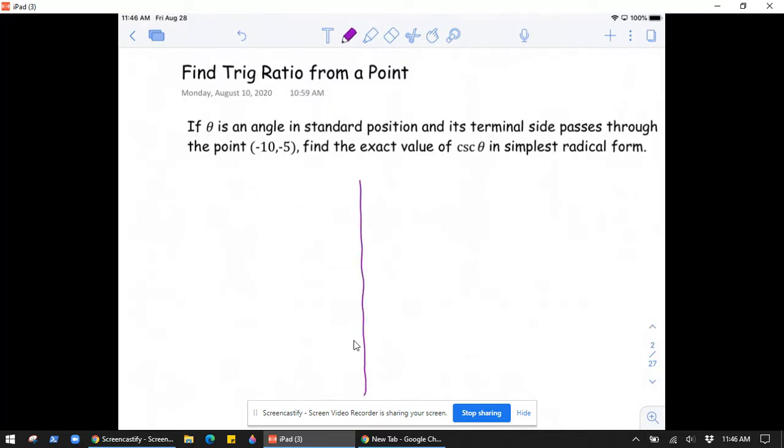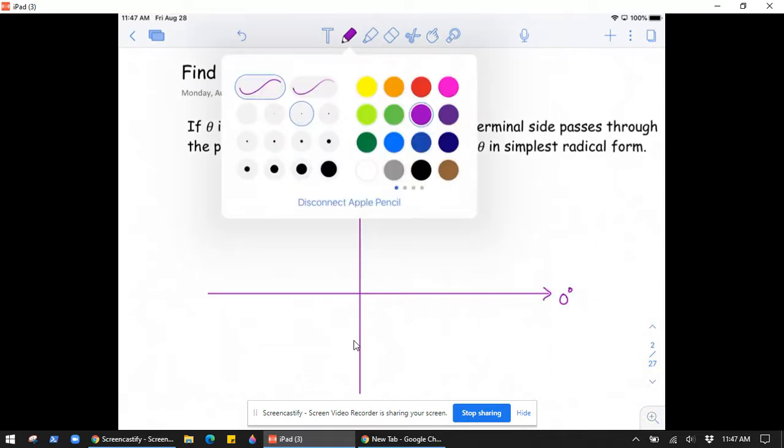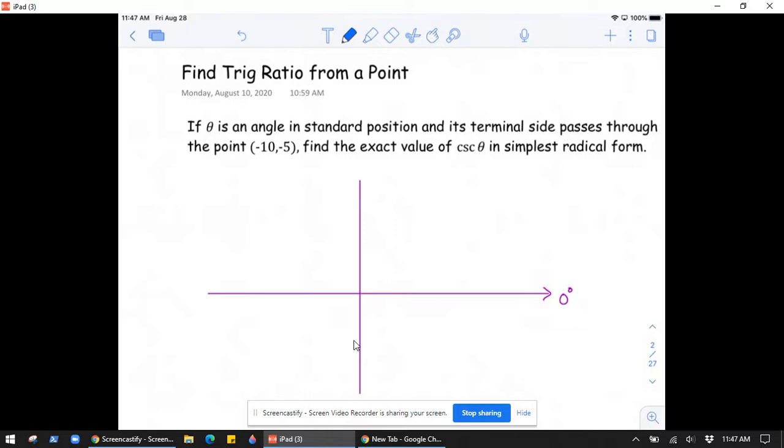So again, hopefully you're coming to this knowing something about angles in standard position. And remember that the rules are the positive x-axis is 0 radians or 0 degrees. Now, all we know is that the terminal side of angle theta in standard position is going to go through the point (-10, -5). That's quadrant 3.